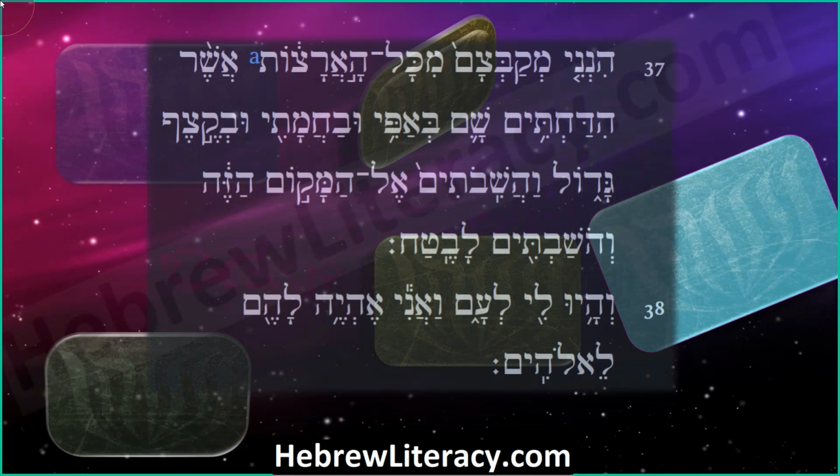All right, so here we have someplace else in the Bible. In verse 37, again, I will read it for the interest of time. Hini mikabetza mikol ha'aratzot asher hidachtim sham be'api uvachamati uveketzev gadol. We'll stop there. So hineni, what is hineni saying? Behold. Okay, hine is behold. That's the first part. You're right. So behold.